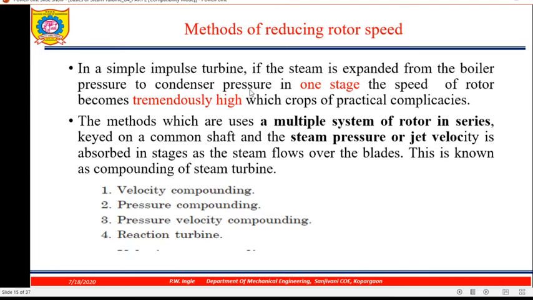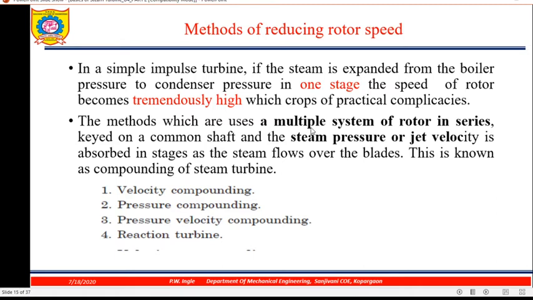If it is expanded in one stage, the speed of the rotor becomes tremendously high, so it may have some practical complications. Because of the high speed of the rotor, there may be damage to the rotor or to various components or parts of the rotor, including the shaft or bearing.